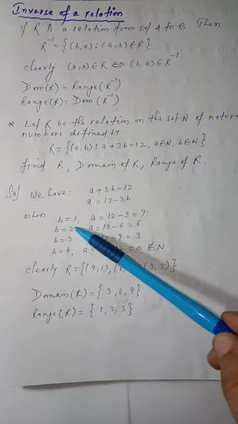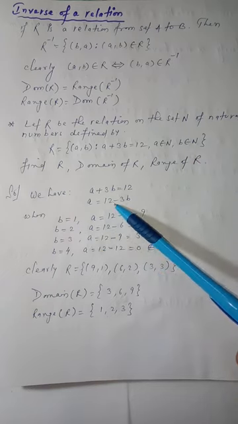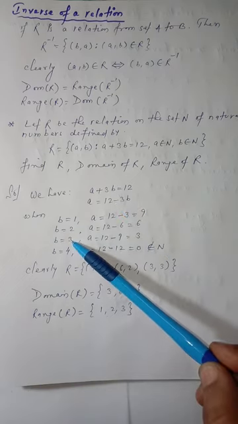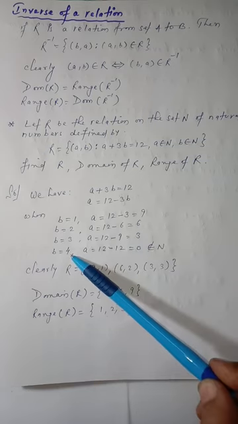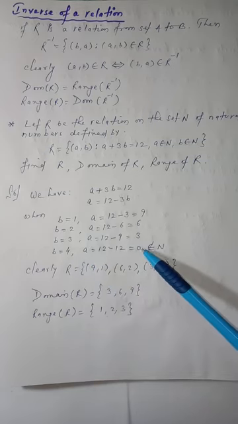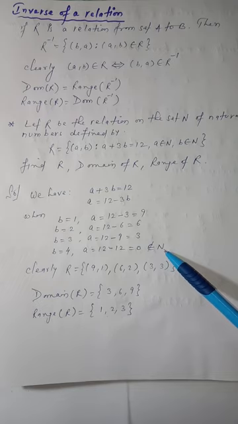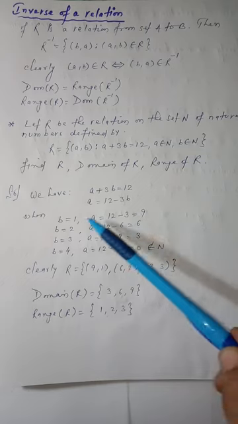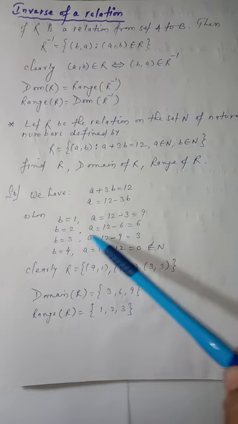So start taking B is equal to 1. When B is 1, A is equal to 9. B is equal to 2, A is equal to 6. For B is equal to 3, A is equal to 3. For B is equal to 4, A is equal to 0, but 0 is not a natural number. So we will take only these three conditions. In the same manner, we have to write (A, B): (9, 1), (6, 2) and (3, 3).